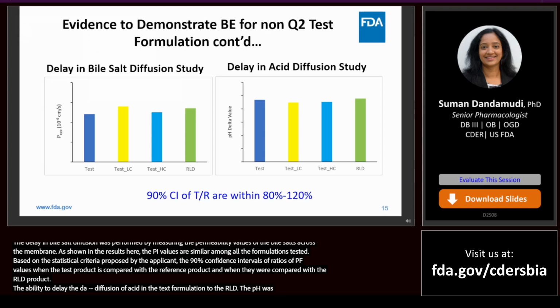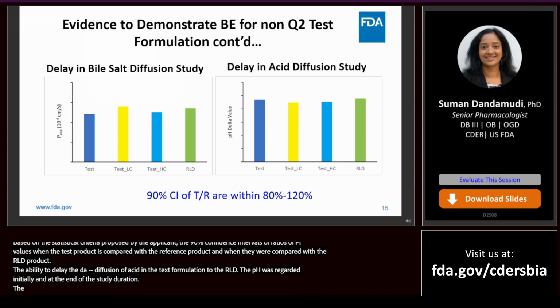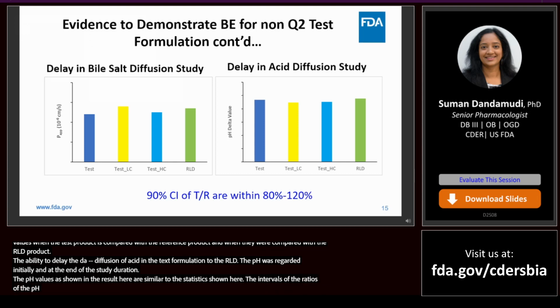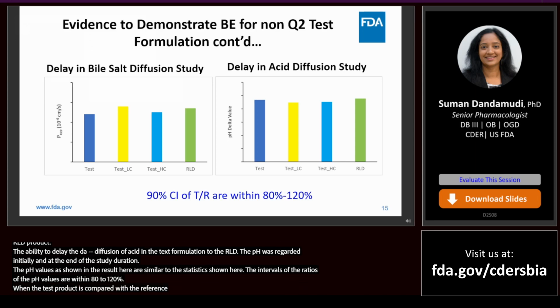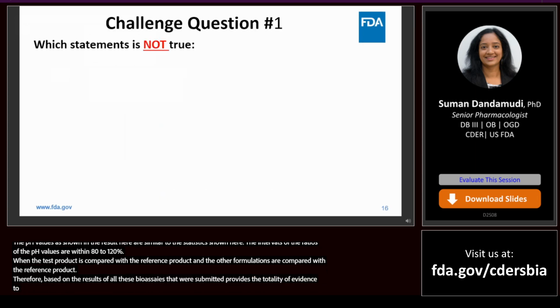The pH delta values as shown in the results here are similar between all the formulations tested. Based on the statistical criteria, the 90% confidence intervals of the T/R ratios of the pH delta values are within 80 to 120% when the test product is compared with the reference product and the altered formulations are compared with the reference product. Therefore, the results of all these bioassays that were submitted provide the totality of evidence approach to demonstrate bioequivalence for the non-Q2 test formulation.